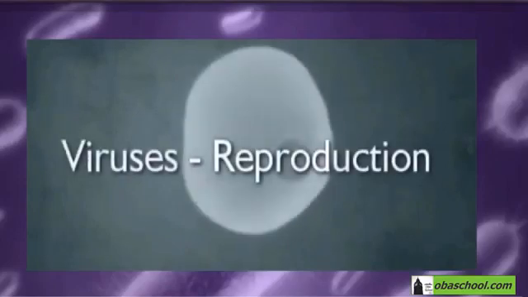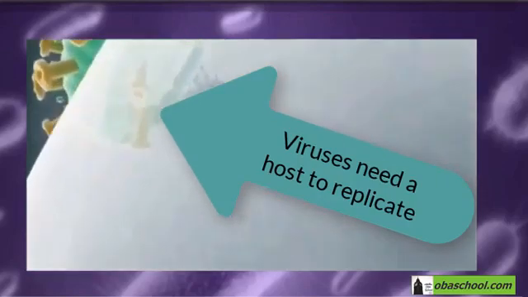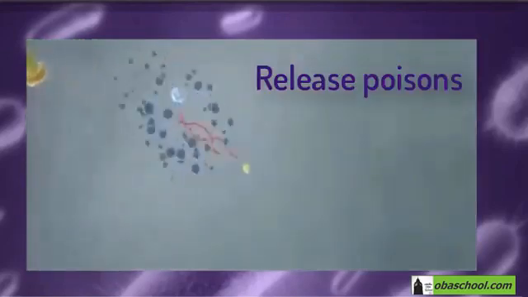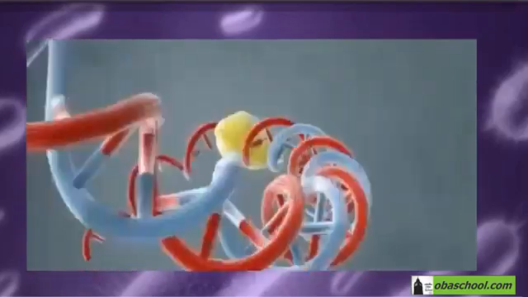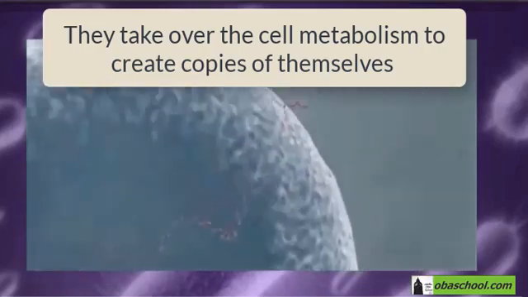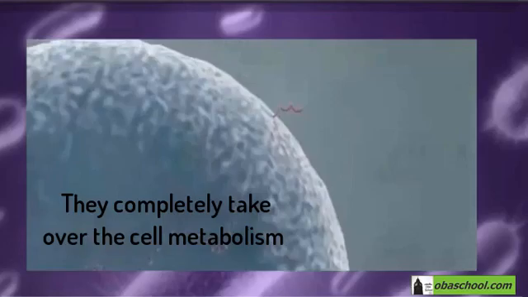Moving to the virus's reproduction. Viruses need a host in order to replicate. That is why they are called non-living infectious agents. They release poisons, they invade tissues, and take over the cells, making millions of copies of themselves inside the cells. The reproductive rate inside cells is rapid, as is the speed at which they damage these cells. They completely take over the cell metabolism.